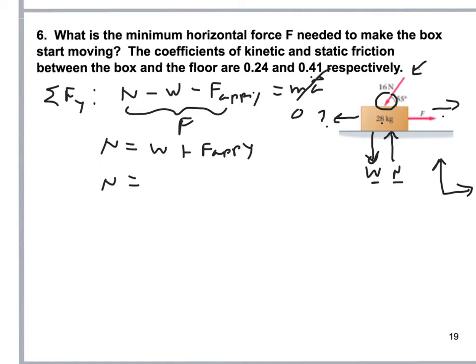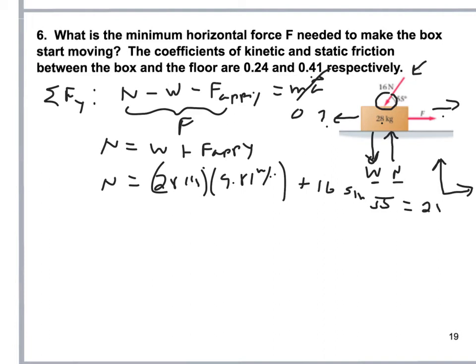28 kilograms here for the weight, 28 kilograms times 9.81 meters per second squared due to gravity. That's our weight, plus 16 newtons times the sine of 55, because remember, we're only looking at the y components here. So that equals 288 newtons.